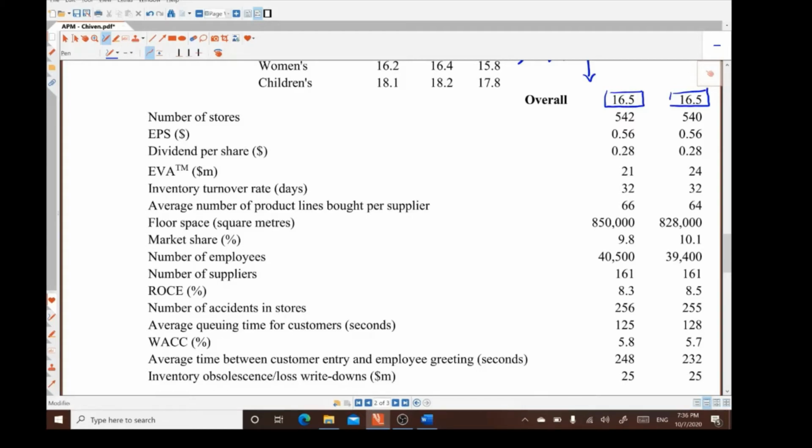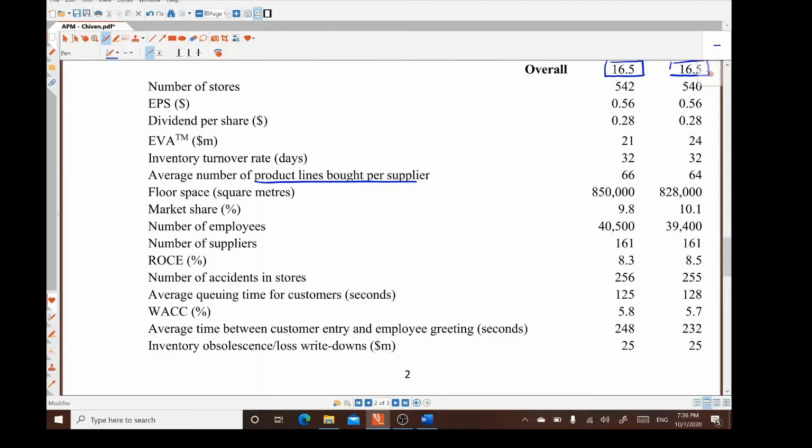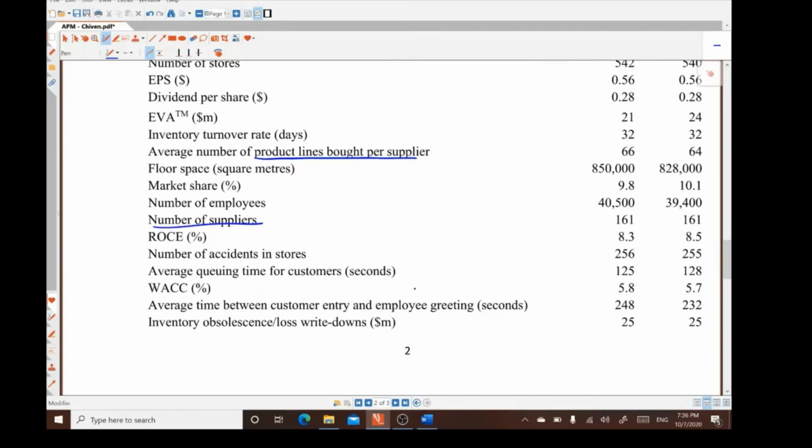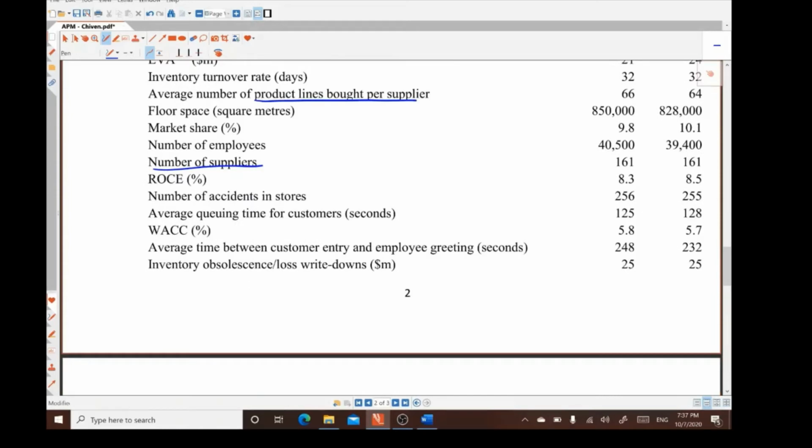We have the inventory turnover rate, the average number of the product lines bought per supplier, and this is something that relates to the supply chain. The floor space in terms of square meters, market share, number of employees, number of suppliers, that relates to the supply chain, ROCE, the number of accidents in stores, average opening time for the customers, as you can see. Followed by the WACC, the average time between the customer's entry and the employee greetings in seconds. So, lastly, the inventory obsolescence loss write-downs.